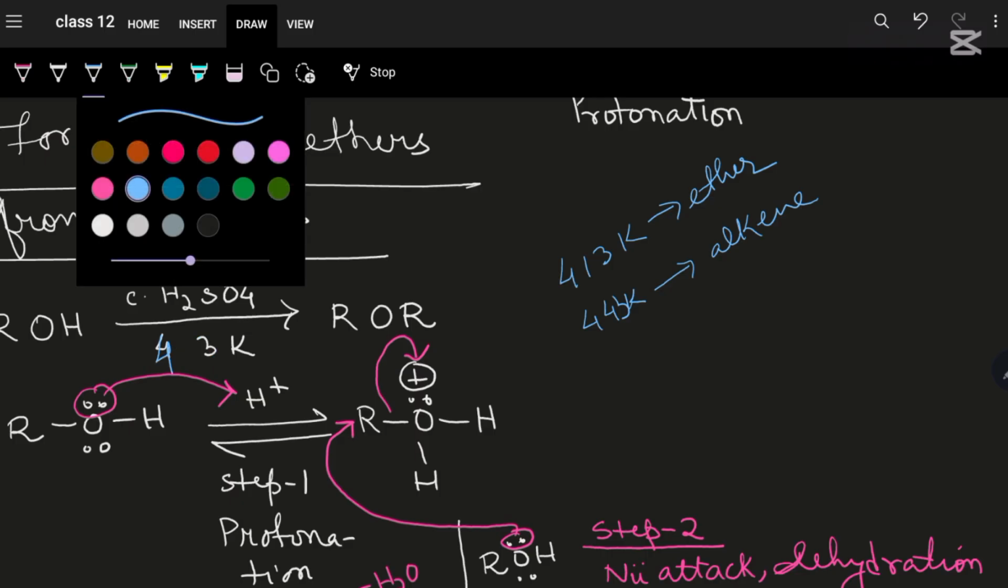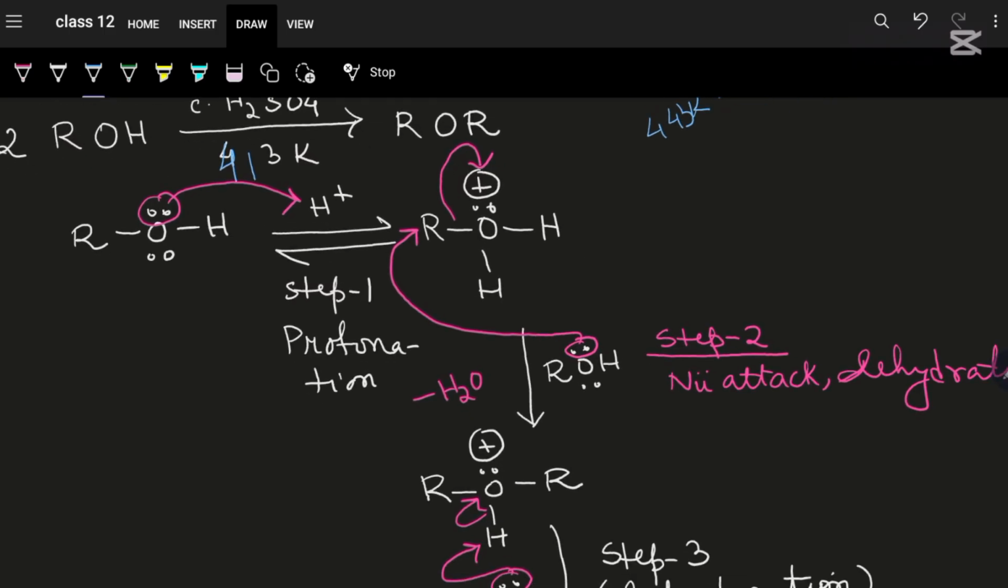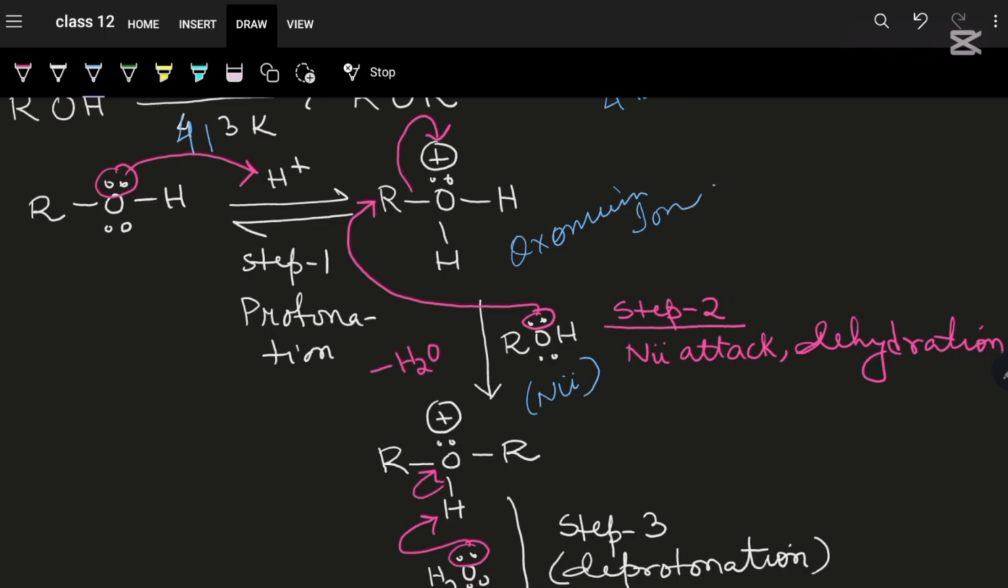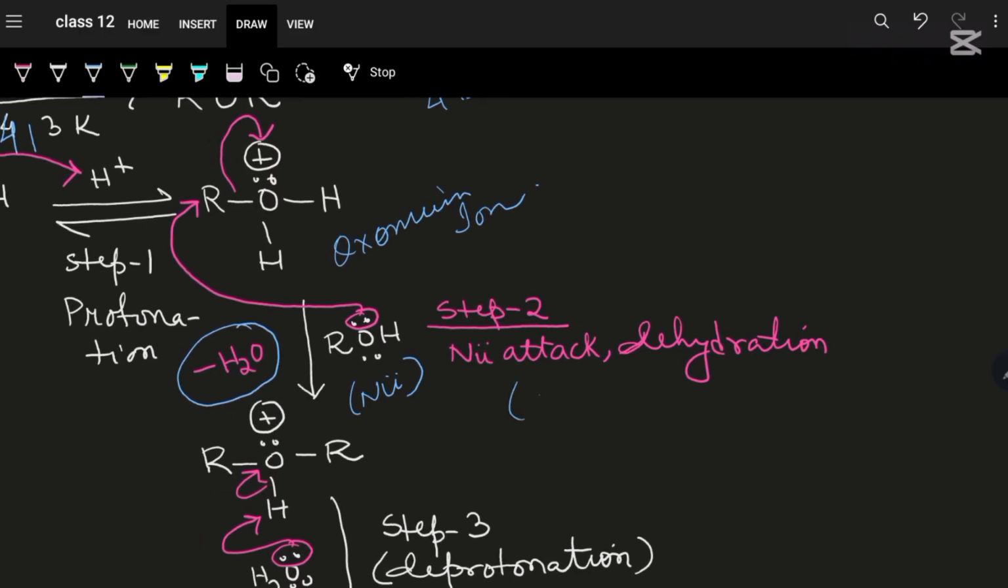So we can see the mechanism over here that ROH can abstract a proton. First is the protonation. It's a reversible step. On protonation, you get protonated alcohol, which is also known as oxonium ion. The other mole of ROH is acting as the nucleophile, and it is attacking the delta positive carbon and giving H2O. So it is dehydration. Here this is the slow RDS. Nucleophilic attack is taking place and dehydration is also taking place. So I can say this is an SN2 type reaction.